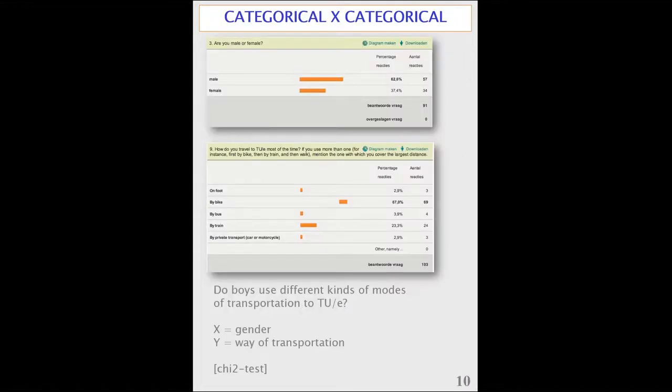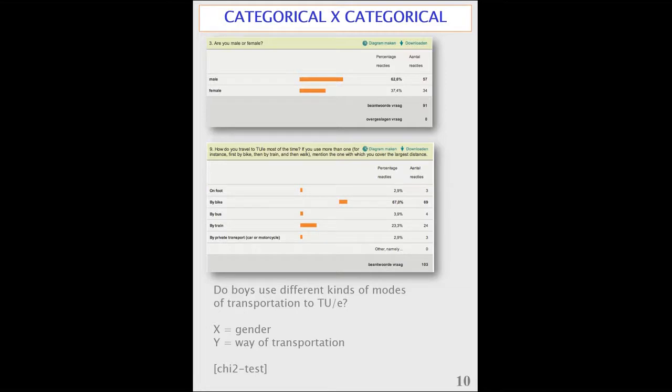Now on to two categorical variables from our own data. Here I'm using the actual data that I got from, I think, a year ago. So these are not the cell counts or the frequencies that we have in our data, but we could do it in the same way in our data. Here we have male-female on top. 63% in this case is male and the rest is female. And I asked, how do you go to TU/e: on foot, by bike, by bus, by train, or by private transport. And you get a certain distribution. So indeed, these are two variables here, x and y. Both of them are categorical.